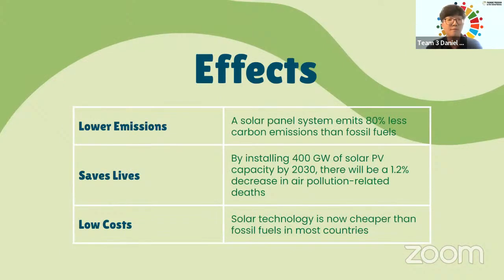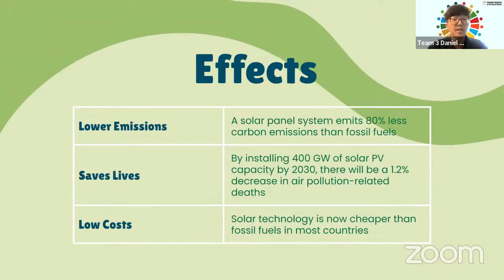So let's talk about the effects of solar energy and solar panels. The first effect is lower emissions. We can see that a solar panel system emits 80% less carbon emissions than fossil fuels, even after building these solar panel systems. This means that in the long run, if you emit 80% less carbon emissions than fossil fuels, then you're better off because you're saving the environment.